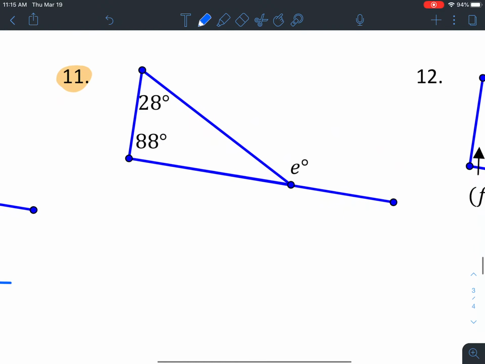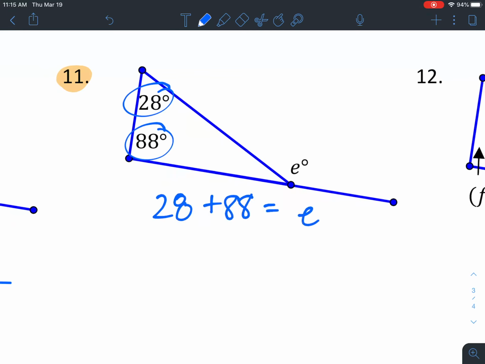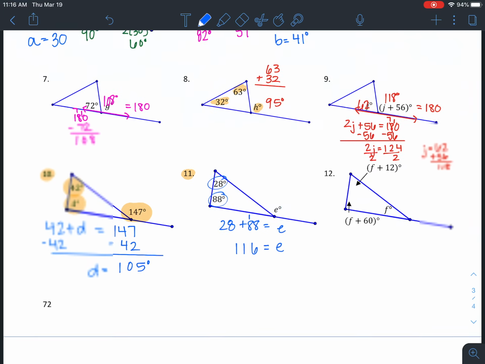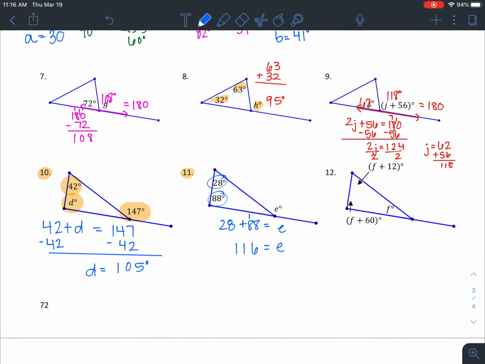And then for 11, these two added together equal that one, so 28 plus 88 equals E. So when we add these together, 116 equals E. That's it. You do not need to do the rest of them.